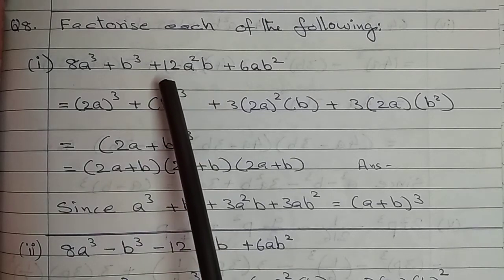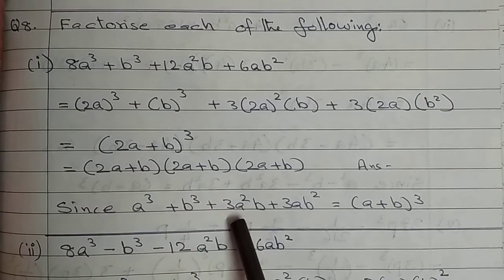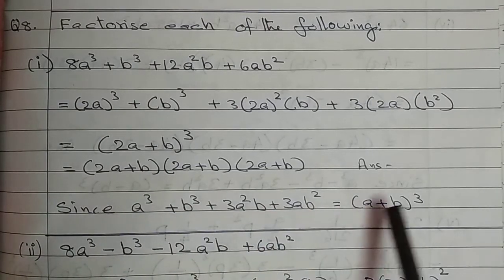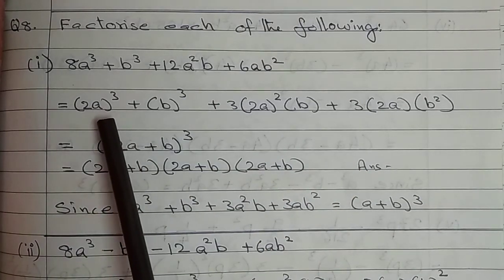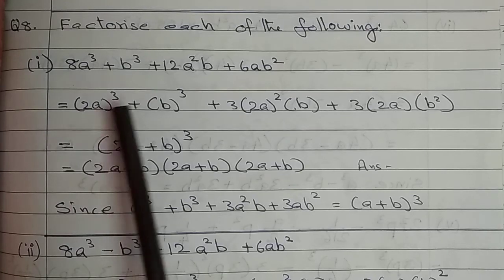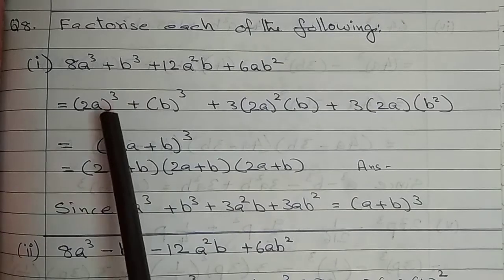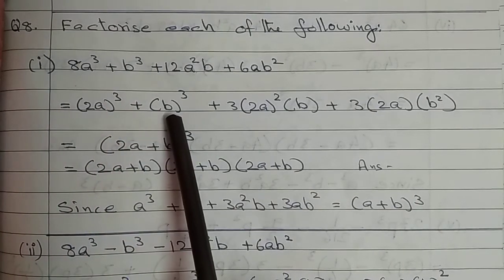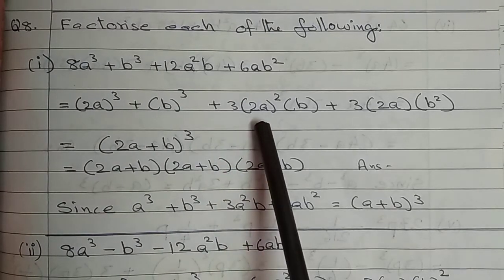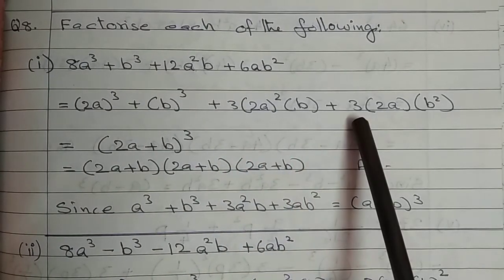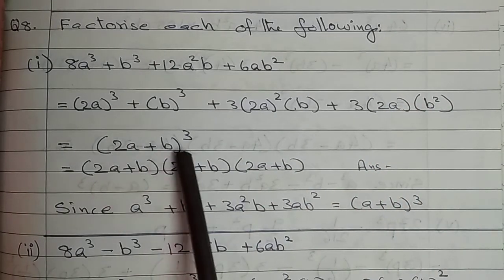Then here you can use the identity a cube plus b cube plus 3a squared b plus 3ab squared equals a plus b the whole cube. So we will write the steps in such a way that it will be similar to a cube plus b cube plus 3a squared b plus 3ab squared. Instead of a we have 2a, instead of b, b only. So a cube plus b cube plus 3 into square of the first term into second term plus 3 into first term into square of the second term, which is equal to 2a plus b the whole cube.